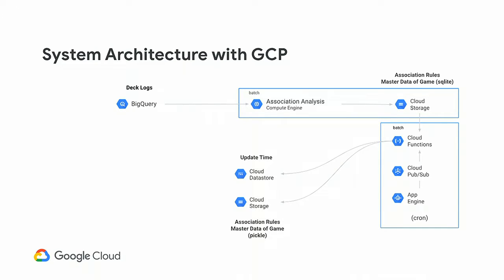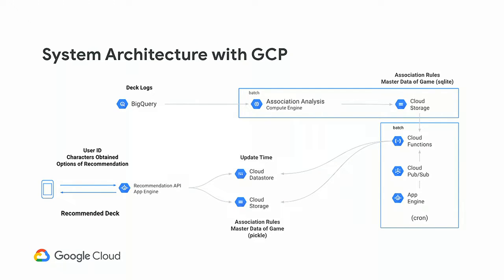Then Cloud Functions preprocesses the result of the association analysis and updates the data for the production environment in GCS. Cloud Functions checks if the data is updated correctly, for example, if the data size is too small or large. Then we are using Google App Engine Python 3.7 for our recommendation API server. The server receives a request from the client, then builds a deck using analyzed data, and finally it returns the recommended deck to the player.